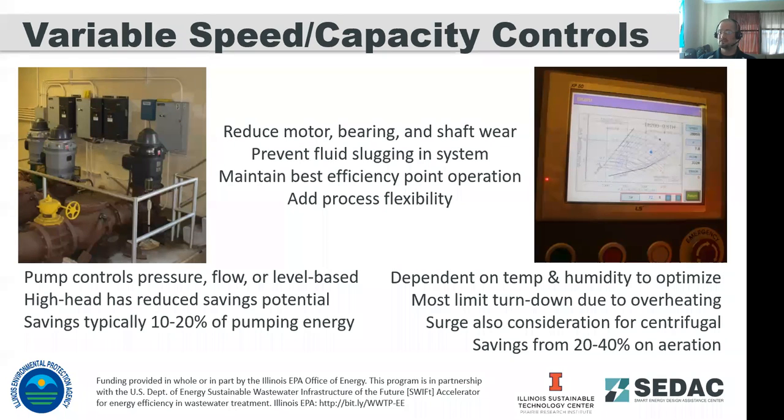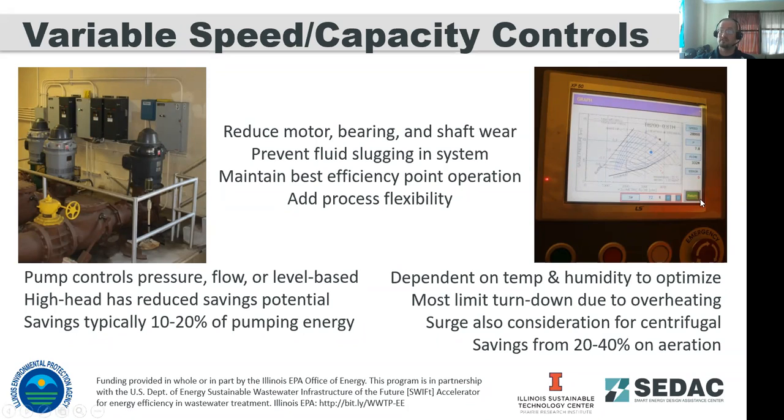Another limitation is surge. You can only back off the airflow in a centrifugal system so far before you hit a condition where air will slug out and then backflow into the system. And it creates a lot of maintenance issues, can damage that system, and it's going to disrupt your aeration process. But if you can put a VFD on your aeration system, we typically see savings anywhere from 20 to 40%, depending on what the previous operation of the system was and what type of blower is installed.